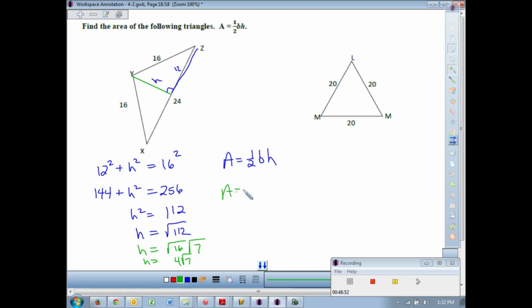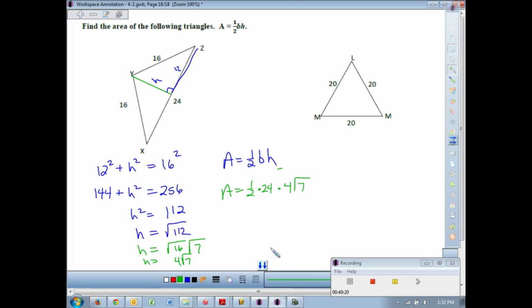My area will equal 1/2, and here's the trick. We got a height, correct? Now you've got no choice of which one's the base. The base and the height must be perpendicular to each other. Here's our height right here. Which segment is perpendicular to it? The 16, the 16, or the 24? 24 is our base. Be very careful that you don't accidentally use 12 again. 24 is the whole base, times our height, which is 4 square roots of 7.